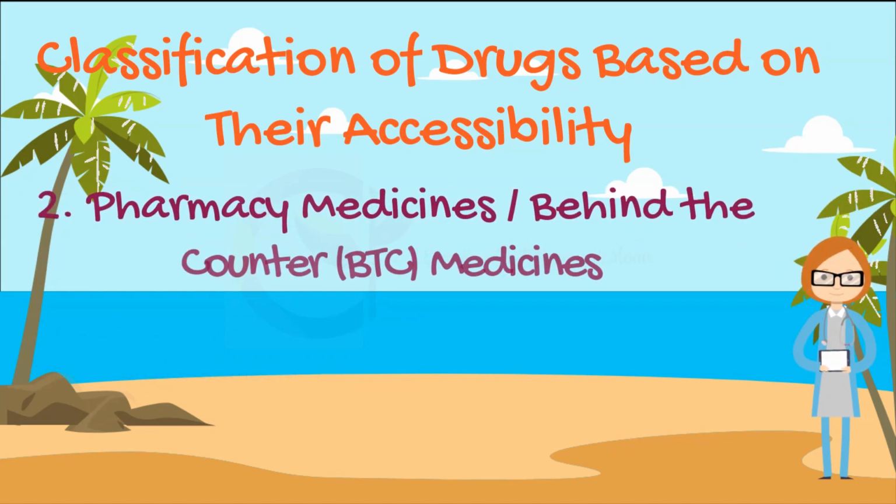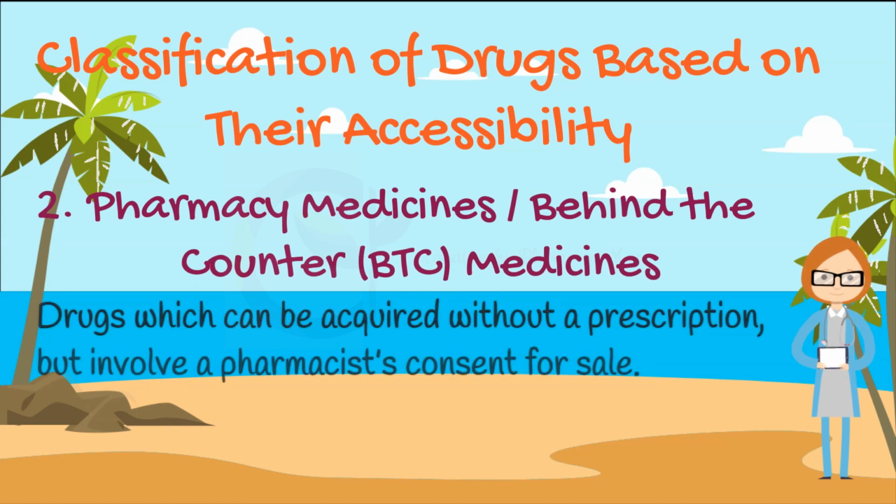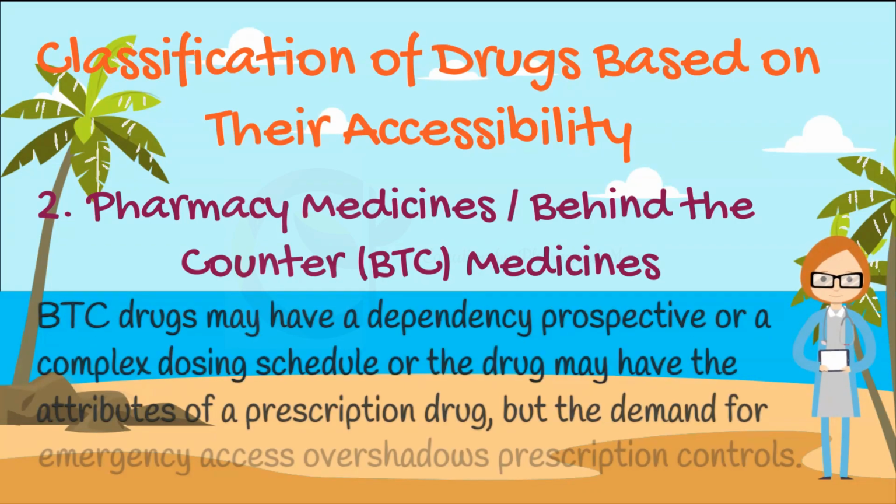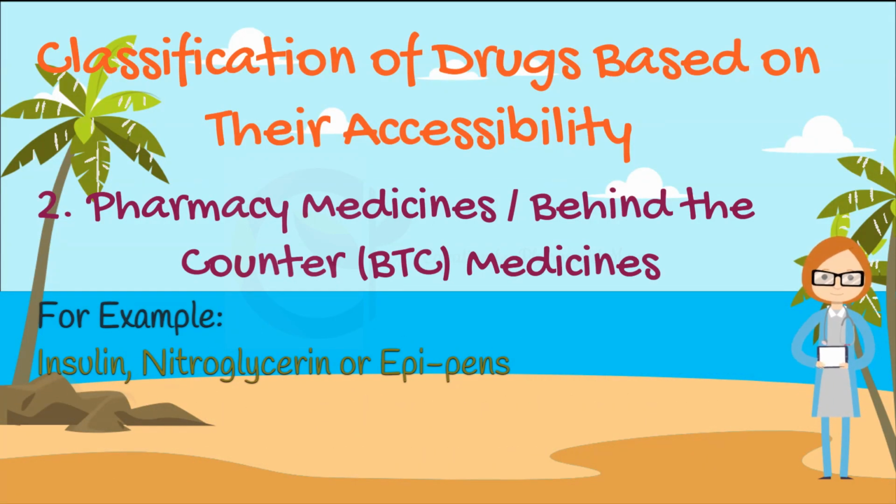Next are pharmacy medicines or behind-the-counter or BTC medicines. Various countries have a considerable behind-the-counter or BTC category for drugs, which can be acquired without a prescription, but involve a pharmacist's consent for sale. In this way, the pharmacist is capable of refusing the sale if they consider it's not the right medicine for the patient. BTC drugs may have a dependency perspective, or a complex dosing schedule, or the drug may have the attributes of a prescription drug, but the demand for emergency access overshadows prescription controls, such as insulin, nitroglycerin, or EpiPens.